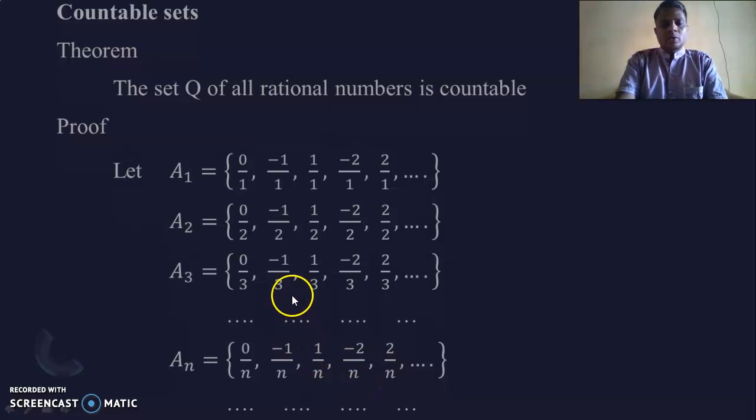The union precisely gives the set consisting of all the rational numbers. Each set is countable because each set consists of the set of all integers, and the set of all integers is already a countable set. So each An is countable. The countable union of countable sets is countable.